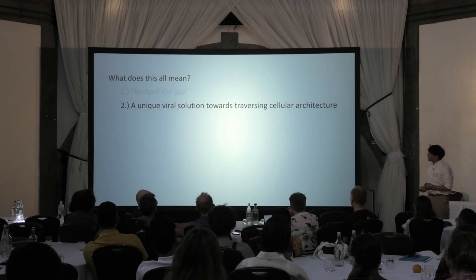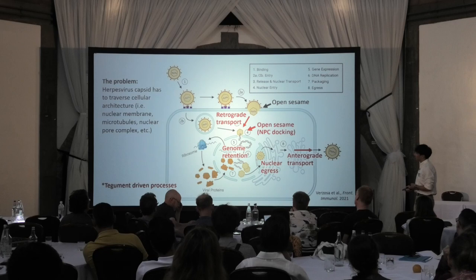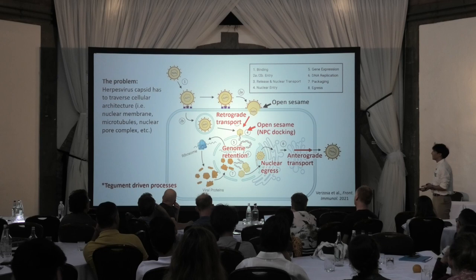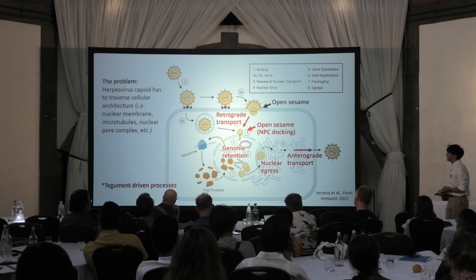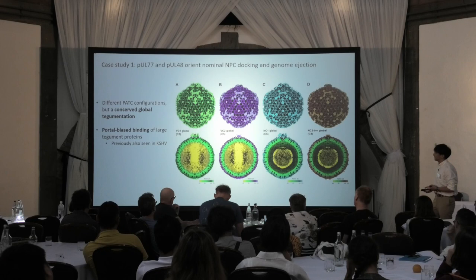Secondly, we believe we've stumbled upon a unique viral solution towards traversing cellular architecture. If I may remind everyone, the problem that we outlined earlier was that there are many processes largely driven by the herpes virus capsid that need to move across the cellular architecture, namely the nuclear membrane, microtubules, all these different organelles, nuclear pore complex, etc. I think we can illustrate these processes in two case studies using our data.